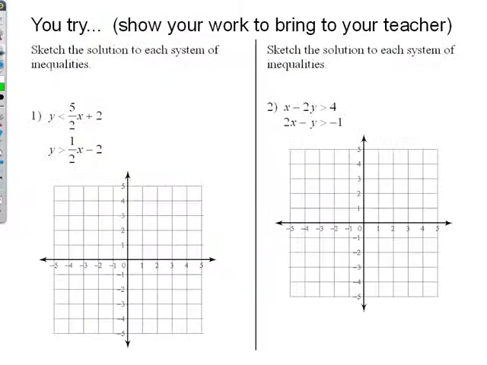All right. And we are at the you try section. Oh, we only have two of them. So one of them, they're both in slope-intercept form. The other one, you could work it into that or do that x-intercept, y-intercept method and take it to your teacher and see if you got the right answer.